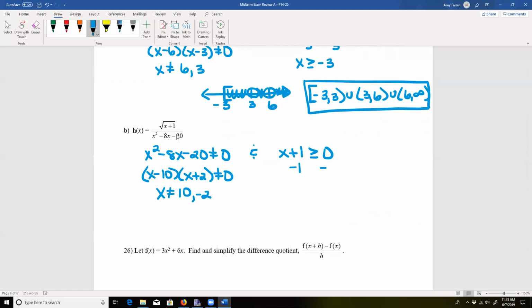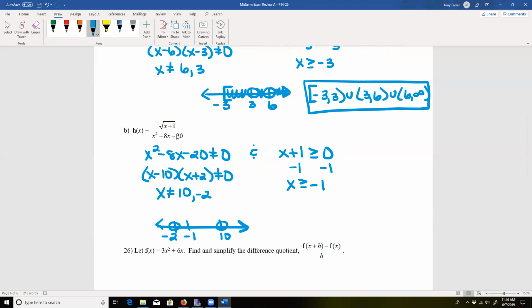Over here, subtract your 1. x has to be greater than or equal to -1. Put these all on a number line. -2 is the smallest, then comes -1, then comes 10. Open circles around -2 and 10. I do not want to shade through -2 and 10. They are not in the domain.